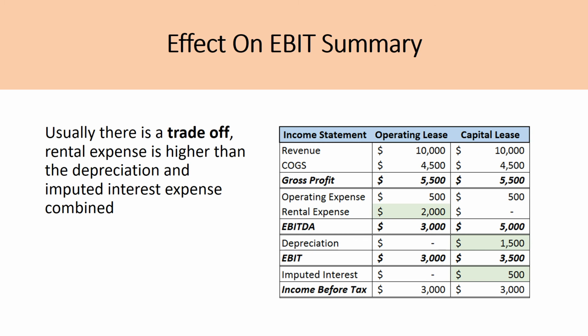Now, usually there is a trade-off. The rental expense is higher than the depreciation and imputed interest expense combined. I did it for simplicity's sake to equal 2,000 each. But in the real world, because people demand operating leases and prefer operating leases over capital leases because it's an off-balance sheet funding source, the rental expense is usually higher than the combined depreciation and imputed interest expense, right? And so in that scenario, the numbers would be a little bit different from this example.